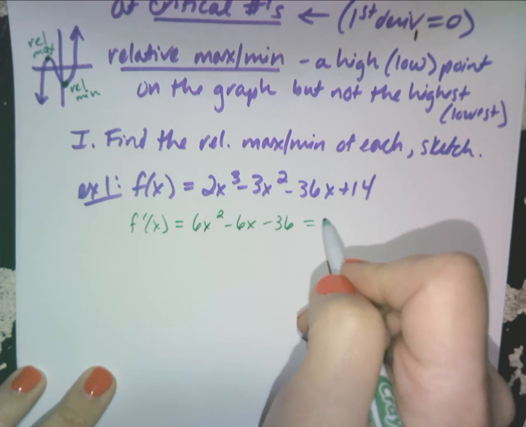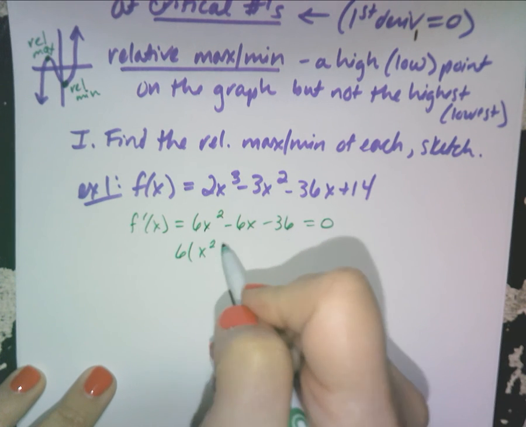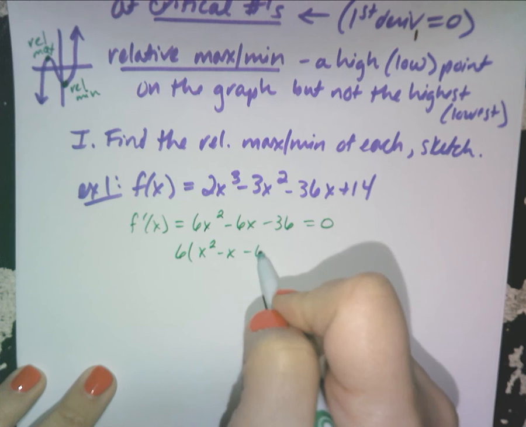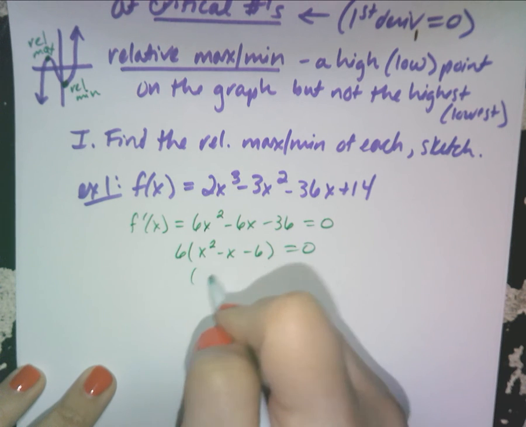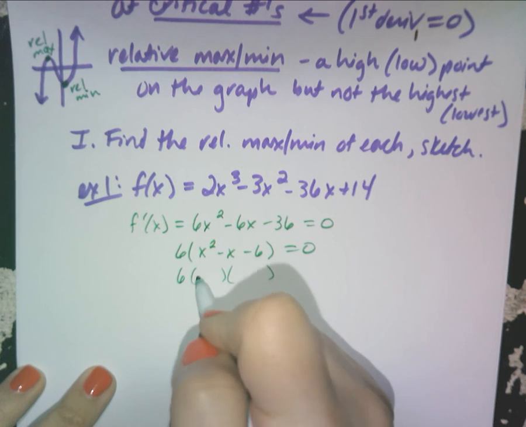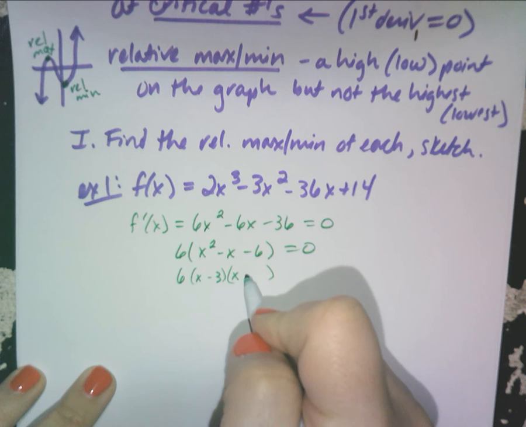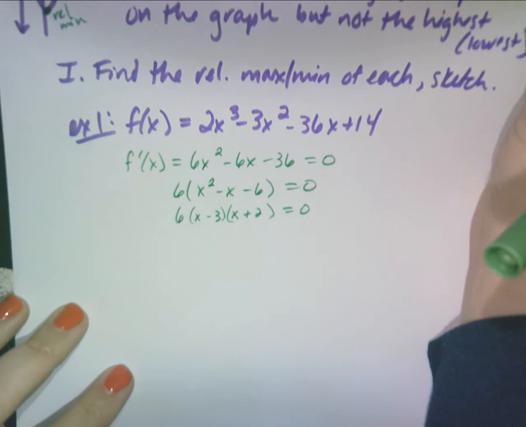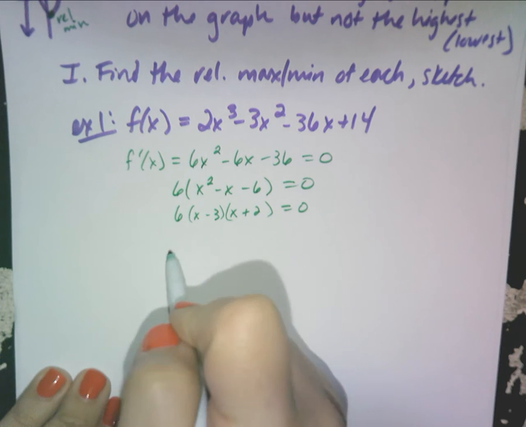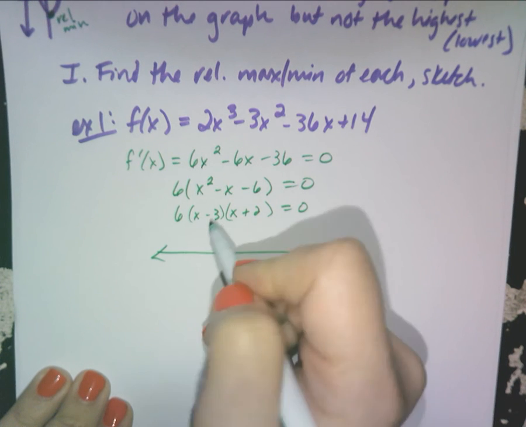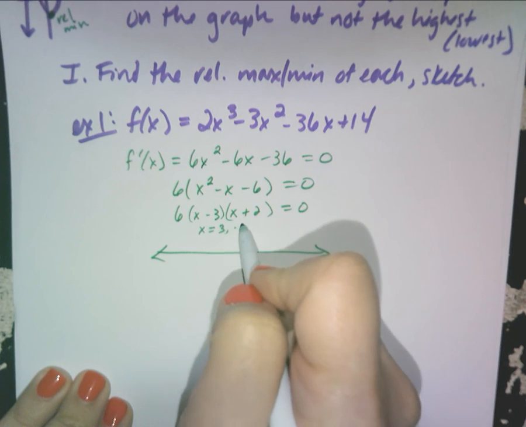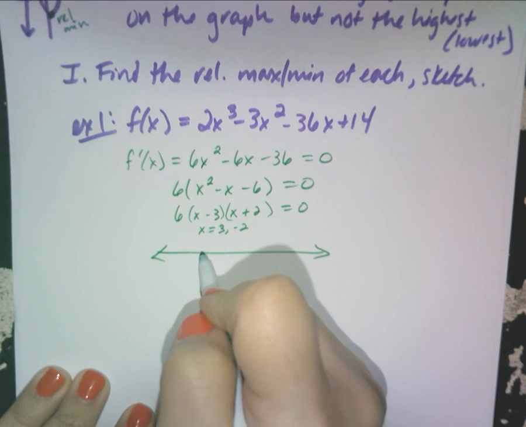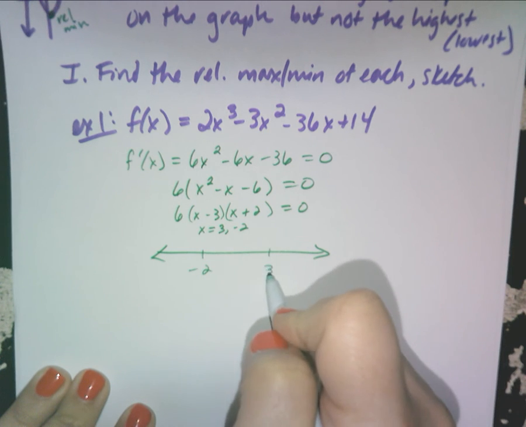Right. Set equals 0. Factor out a 6. What 2 numbers multiply to -6 but add to -1? 3 and 2? Yeah, -3, 2. All right. Make your number line. Oh, sorry, where are my critical values at here? 3 and -2? Okay. So -2, 3.